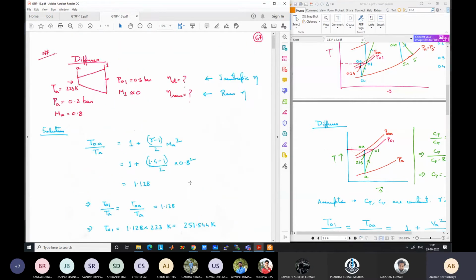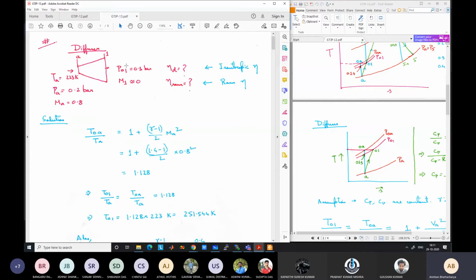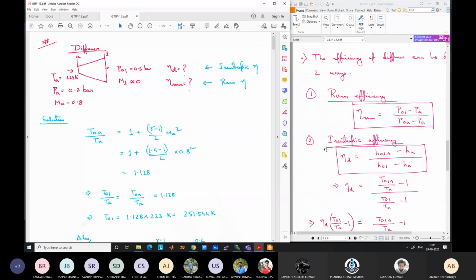Okay, so what about the RAM efficiency? Isentropic efficiency we have calculated. For RAM efficiency, what is the equation? P01 minus PA. P01 we already know. PA is also known. Divided by P0A minus PA. So the only thing is that we need to find P0A. Okay, and P0A you can easily find, right?